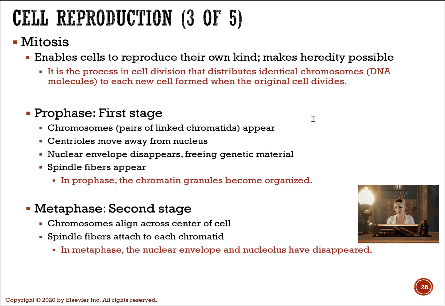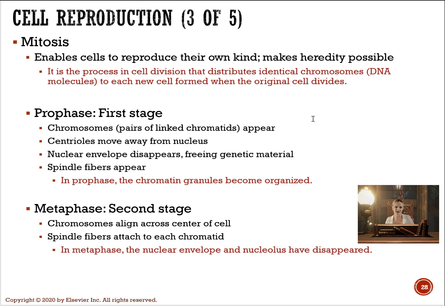Chromosomes, which are pairs of linked chromatids, appear. Centrioles move away from the nucleus. The nuclear envelope disappears, freeing all this genetic material. And these little spindle fibers appear. In prophase, the chromatin granules become organized.